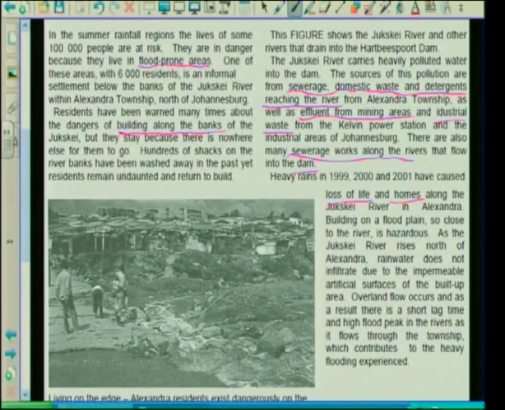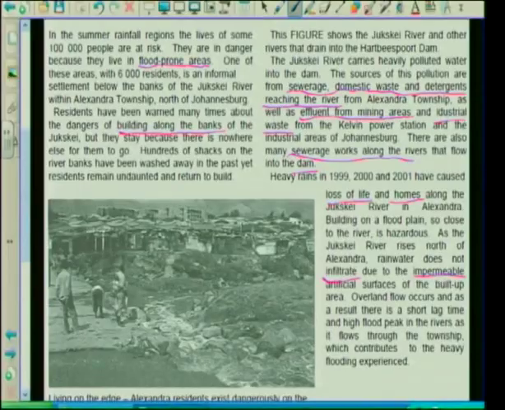As the Jukskei River rises north of Alexandra, rainwater does not infiltrate. Okay, so infiltrate is obviously an important word because this is the section that we are dealing with. Due to impermeable surfaces. Impermeable does not allow the water to infiltrate. And these impermeable artificial surfaces come from the built-up area. Overland flow occurs, and as a result, there's a short lag time and a high flood peak in the rivers as it flows through the townships, which then adds to further flooding caused in these areas.